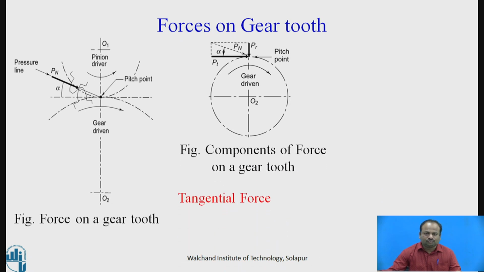Now, how to calculate the tangential force? Pt is equal to 2 Mt upon d dash. Here Mt is the torque acting on the gear, and d is the pitch circle diameter. With the help of this we can calculate the tangential force. Mt can be calculated with the help of power. Now the radial force. What is the relation of the radial force with the normal force?